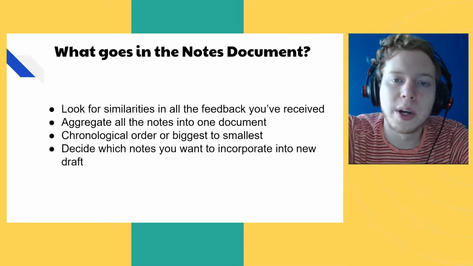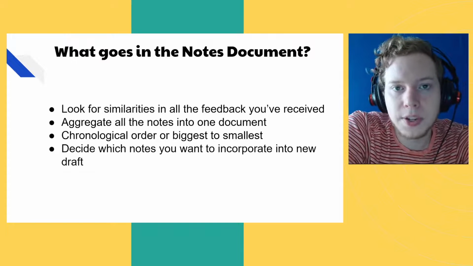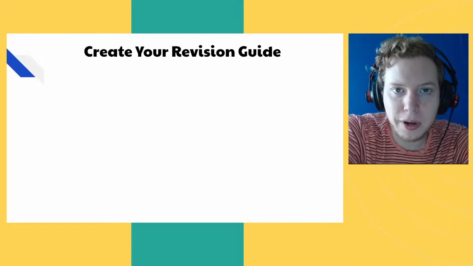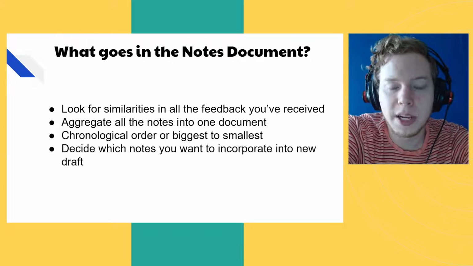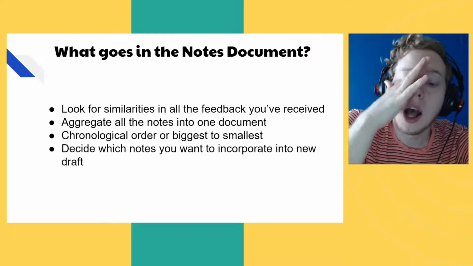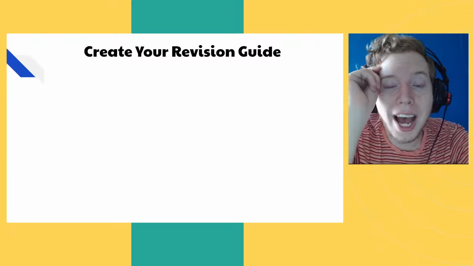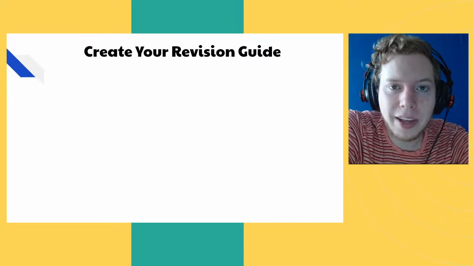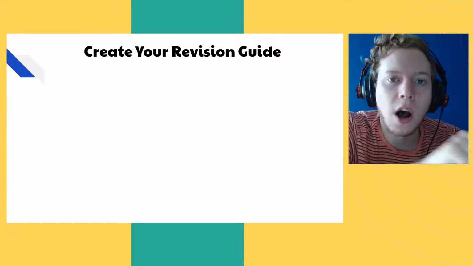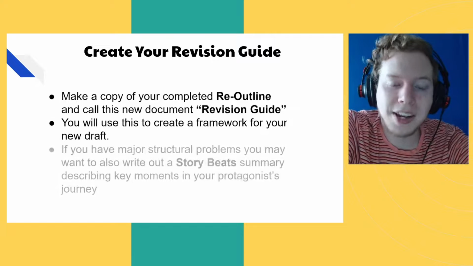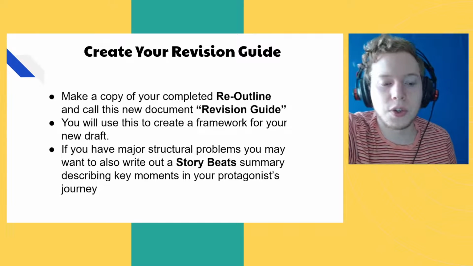Then you're going to decide which ones you're going to use and which ones you're not going to. So you can look for commonalities between the different notes and maybe highlight the ones that you think are going to be used and useful. And then the revision guide is going to be a copy of your re-outline that you're then clicking and dragging these notes onto, so that you know where each of these changes are supposed to be.